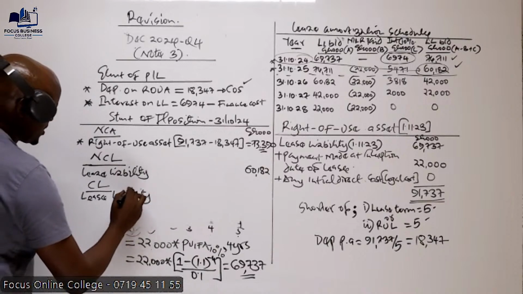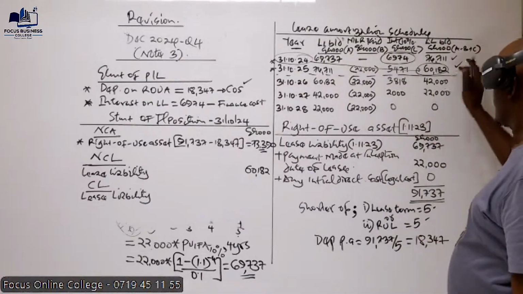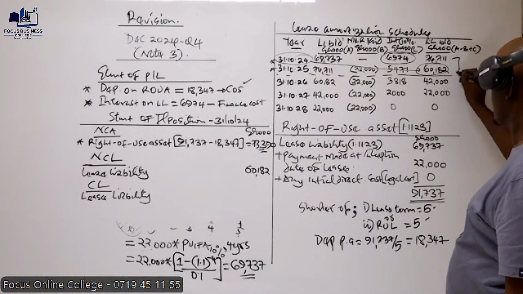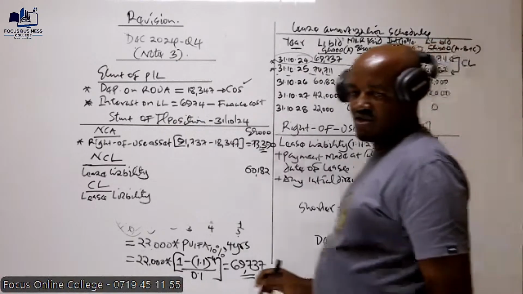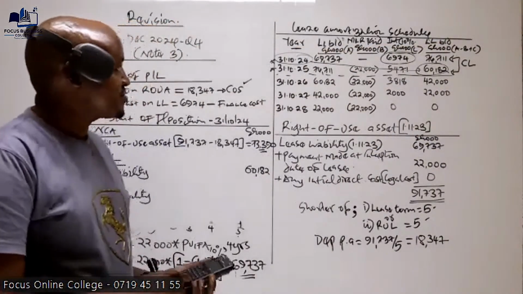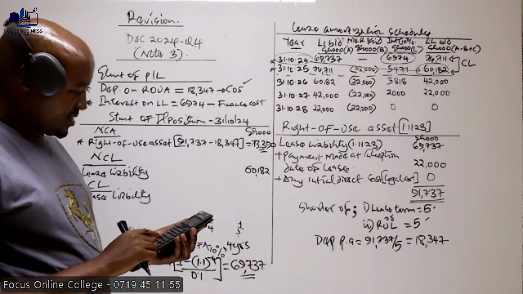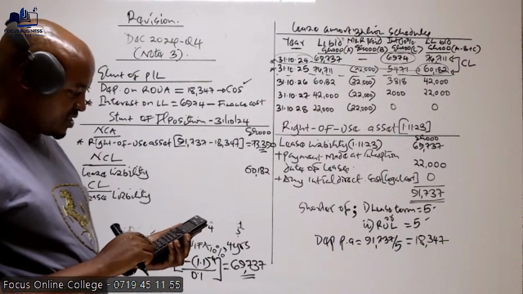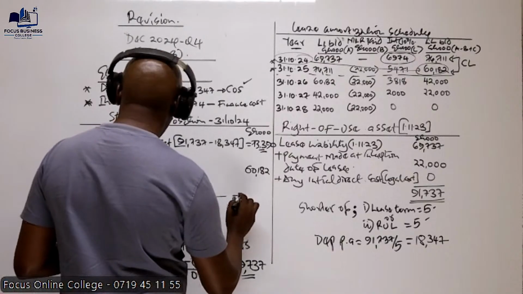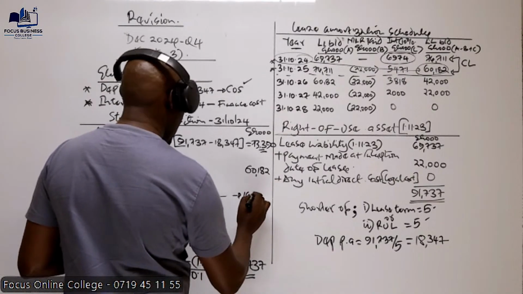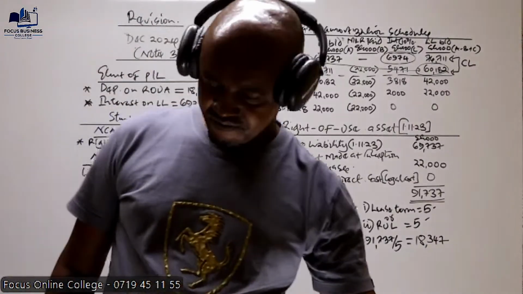And actually the amount to be recognized as a current liability should be the difference between the lease liability in year 1 and year 2. That is what we recognize as a current liability. So how much is the difference here? 76,711 minus 60,182. That gives 16,529. Is that what you're getting?